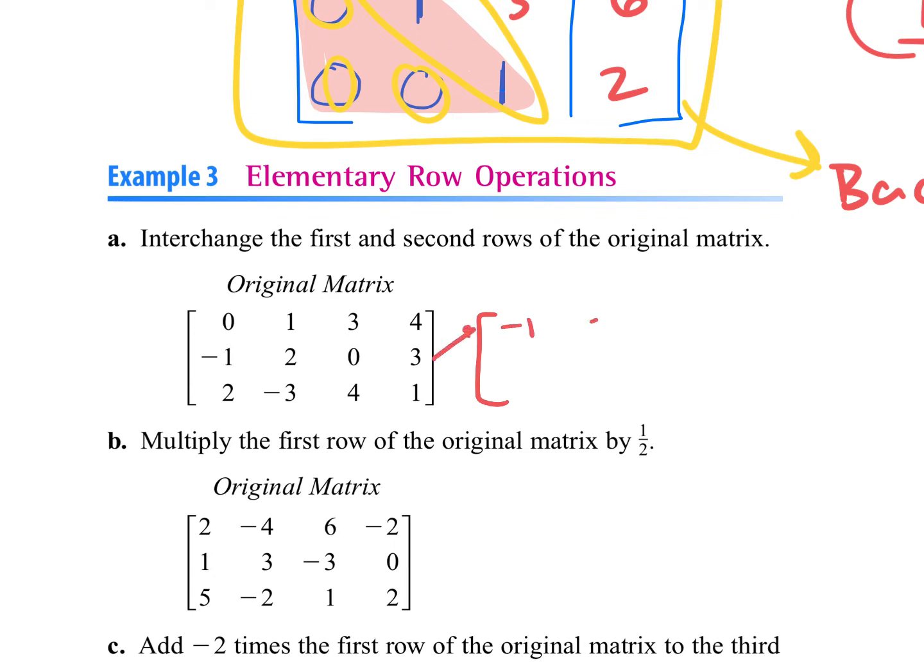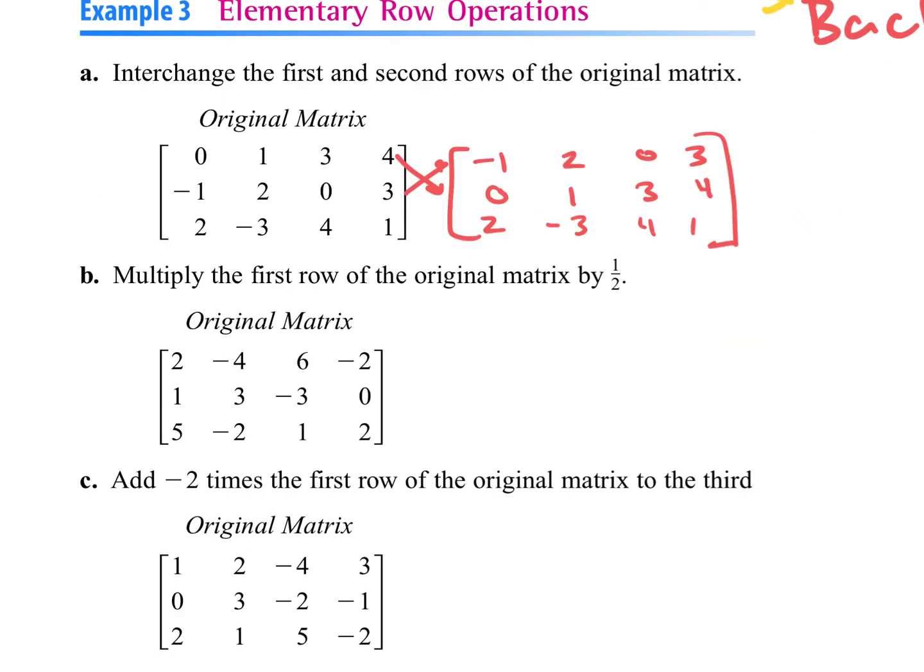I'm going to make the second row my new first row. So this is -1, 2, 0, and 3. And then I'm going to make the first row my new second row. So 0, 1, 3, and 4. And then the third row stays the same: 2, -3, 4, 1. Wait, what are you doing? Interchanging the first and second rows.